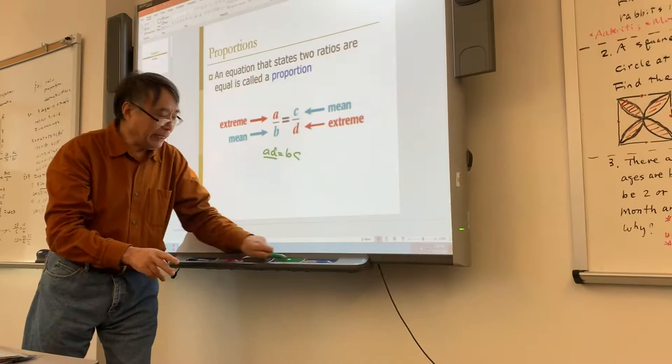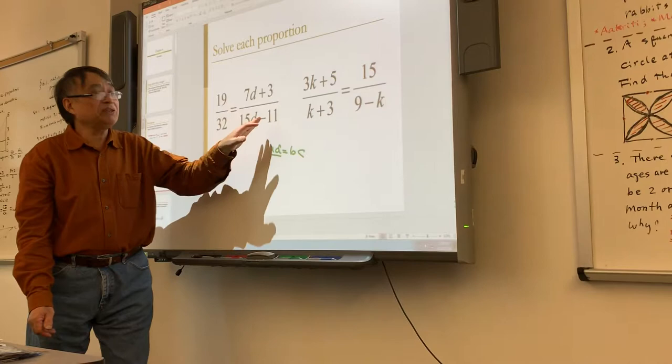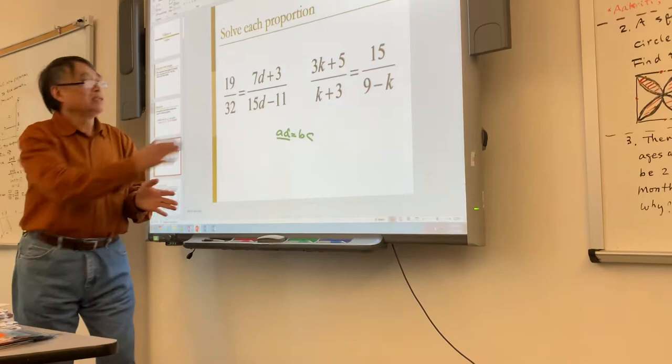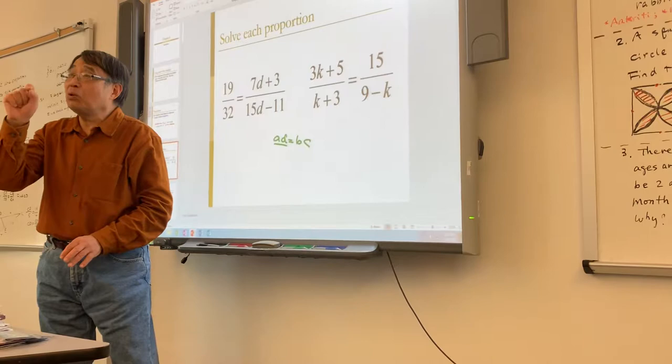Now, a question like this must happen on your quiz and test. 19 over 32 equals (7D plus 3) over (15D minus 11). Have you learned the cross multiplication? Cross multiplication, don't make a mistake, okay? After cross multiplication, this is a quadratic. This is required. You need to know how to solve a quadratic equation.